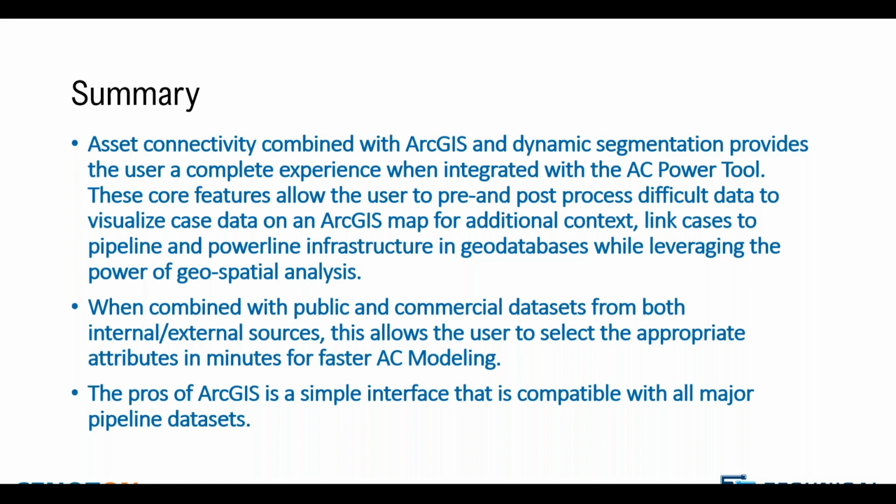So we know what's going on, even if it's just a pre-assessment, to see: is there a likelihood of this occurring? Yes or no? And we could even get an assessment of how bad it's going to be, based on the tower voltages and things of this nature and the load factors. So the pros of a GIS are a simple interface that is compatible with all major pipeline data sets.